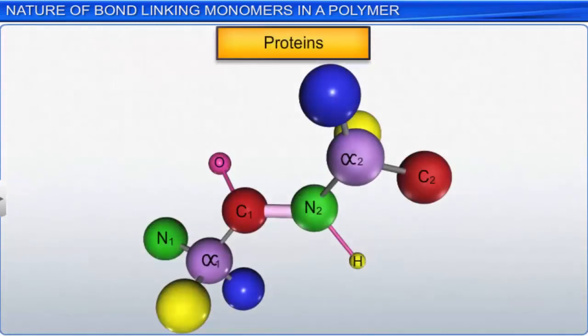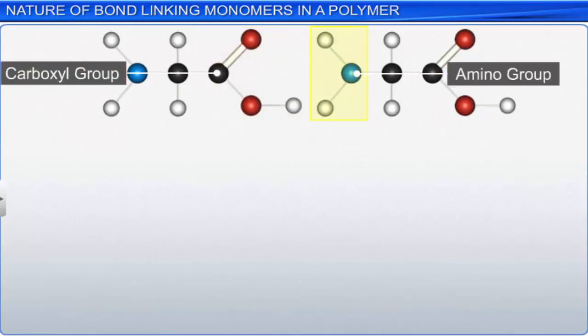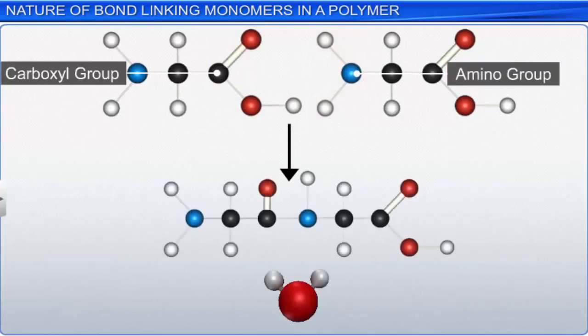Proteins are amino acids linked by peptide bonds. This chemical bond is formed when the carboxyl group of an amino acid reacts with the amino group of the next amino acid, losing a water molecule. This process is also known as dehydration.